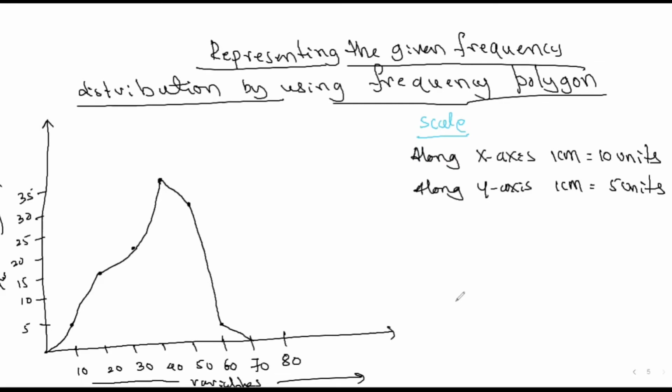Okay. In the next class, I will start with frequency polygon for continuous frequency distribution. In that, we have two methods, the direct method as well as the histogram method. After that, we start with frequency curve. So I hope there is no doubt with this example. No, sir. Okay.